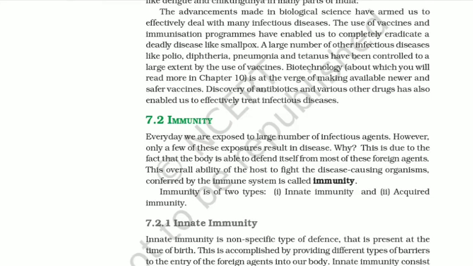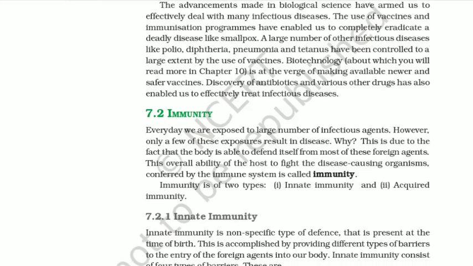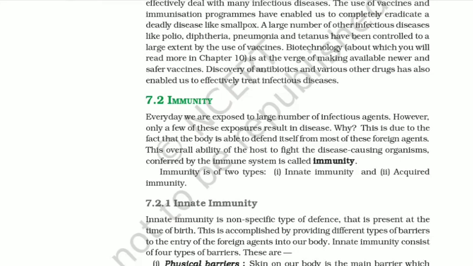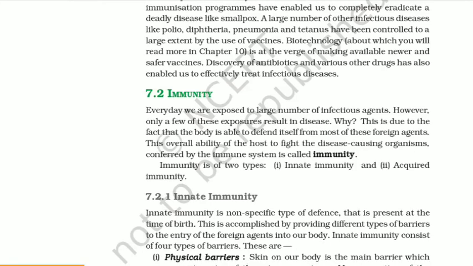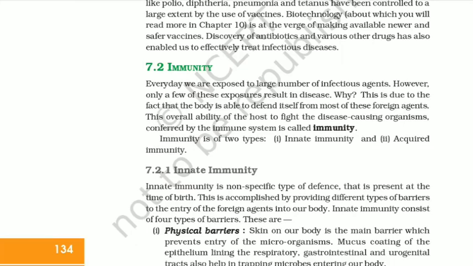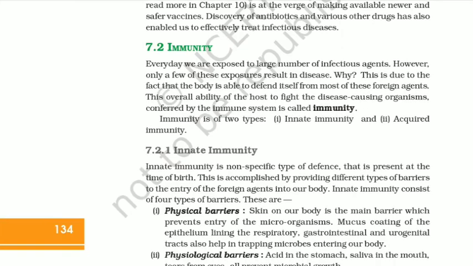The advancement made in biological science have armed us to effectively deal with many infectious diseases. The use of vaccines and immunization programs have enabled us to completely eradicate a deadly disease like smallpox. A large number of other infectious diseases like polio, diphtheria, pneumonia, and tetanus have been controlled to a large extent by use of vaccines. Biotechnology is at the verge of making available newer and safer vaccines. Discovery of antibiotics and various other drugs has also enabled us to effectively treat infectious diseases.